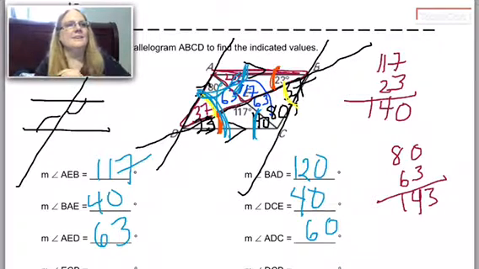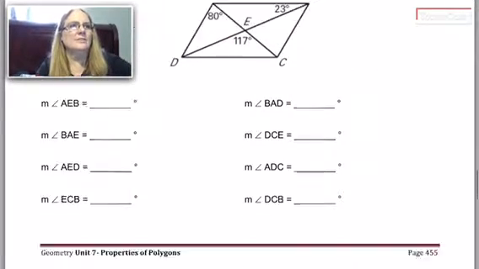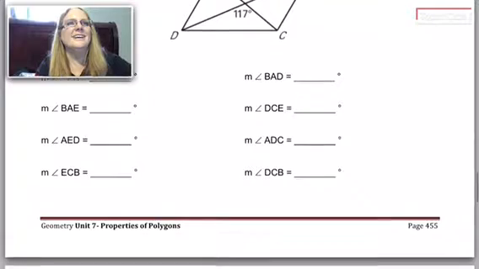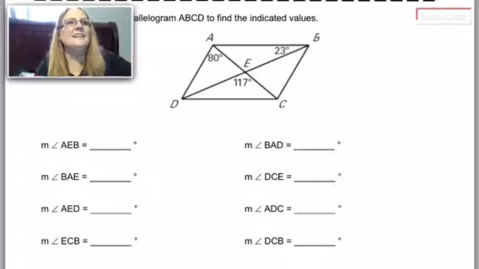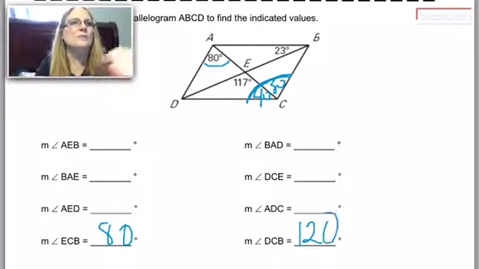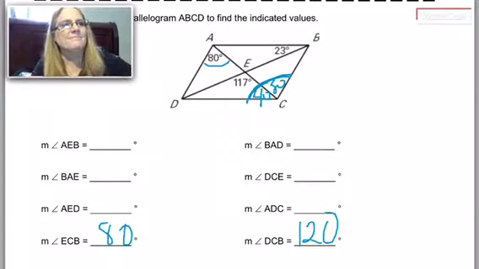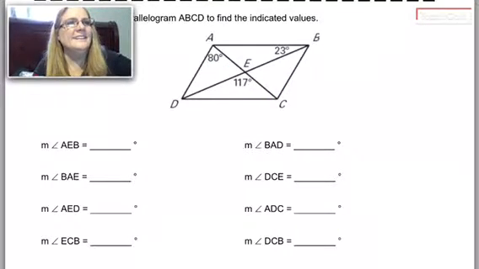Okay. So pause if you need to, because I'm going to erase. Oh, there were two more. I don't know if I'm going to remember, but let's see. ECB, let me go back. ECB was this one right here, so that would have been the same as this one, that's 80. And then DCB. DCB is this whole big angle here. So this was 40, I believe. So that would have been 120. Okay. Sorry, I didn't see that.